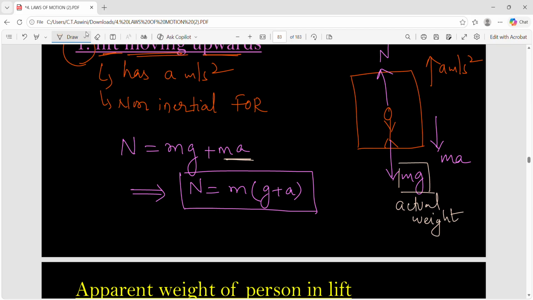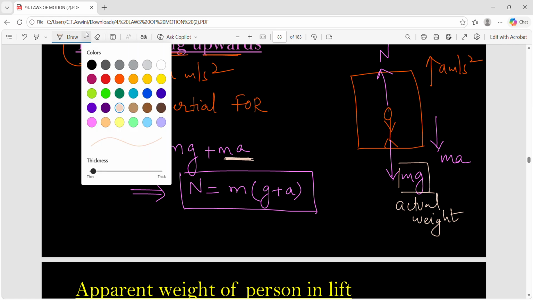Similarly, when you are in the lift, when the lift is moving from ground floor to fifth floor or some upward floors, you will feel heavier. Why do you feel heavier? Because of this additional weight ma. Your true weight is mg. But when the frame of reference is moving upward, you will feel some additional weight. That is because of pseudo force ma. So due to this additional weight ma, you will feel heavier.